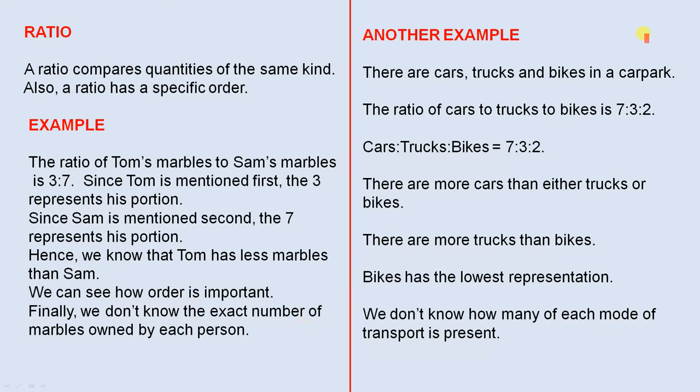Another example. There are cars, trucks and bikes in a car park. The ratio of cars to trucks to bikes is 7:3:2. So cars is to trucks is to bikes equals 7:3:2. The important thing is this. The cars represent 7 parts. It doesn't mean there are 7 cars. The trucks represent 3 parts and the bikes represent 2 parts.